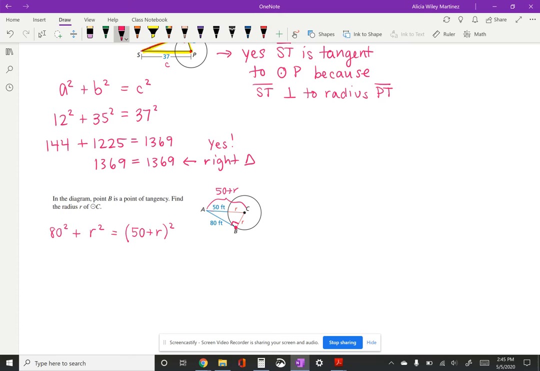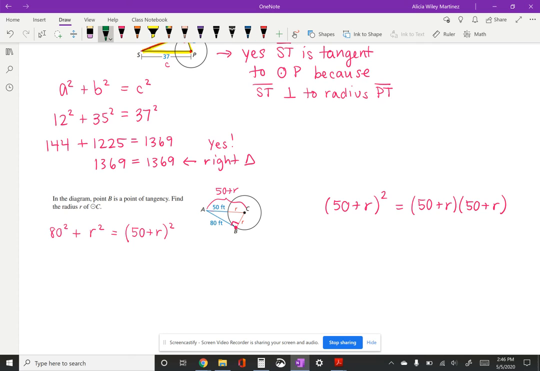Okay? You can also write that as R plus 50. If you prefer that, that's fine. So (50 plus R) to the second power, you cannot distribute the 2. You must write it out and either use a FOIL method, multiple distribution, or maybe an area model to multiply.